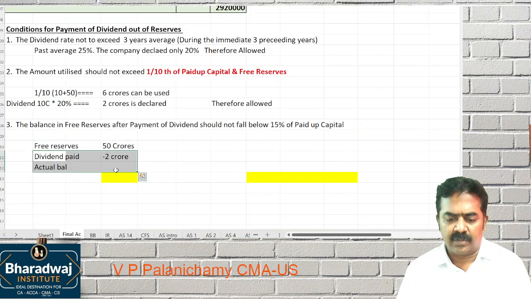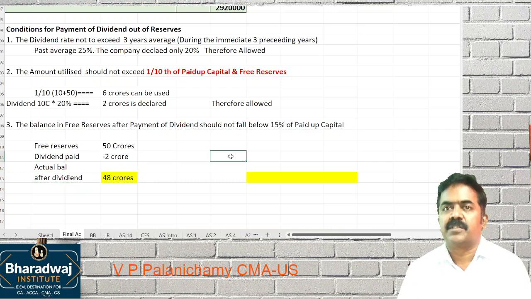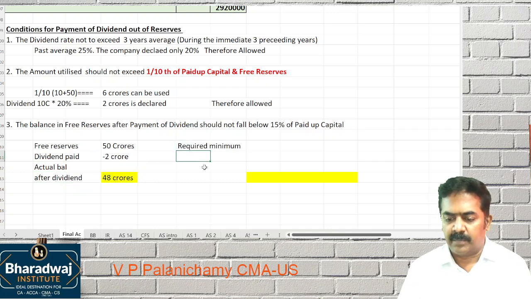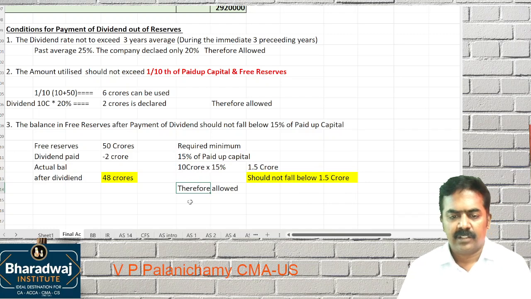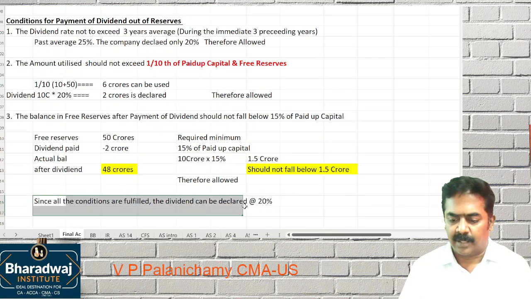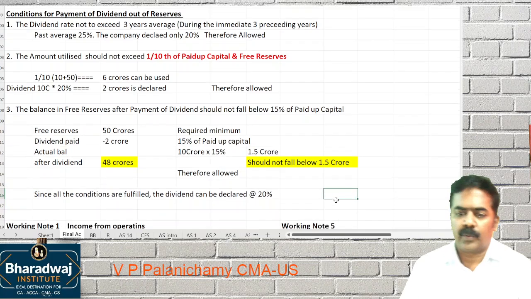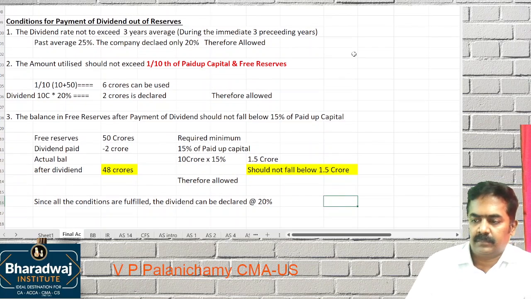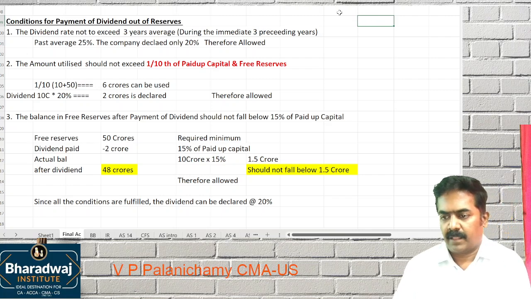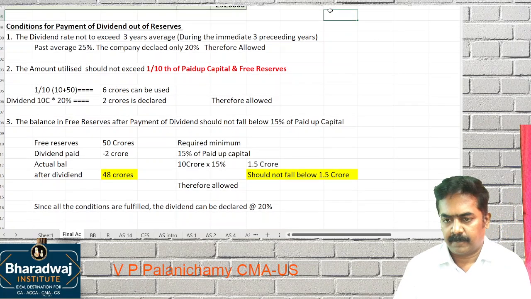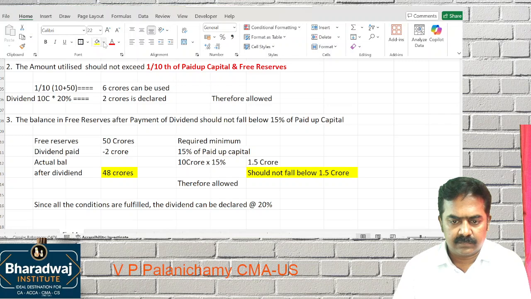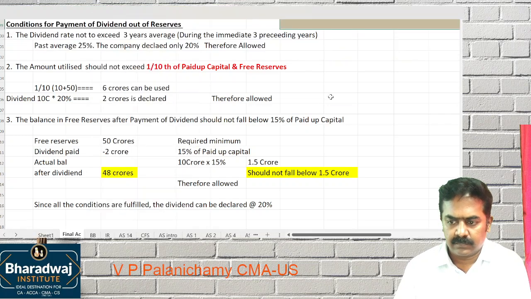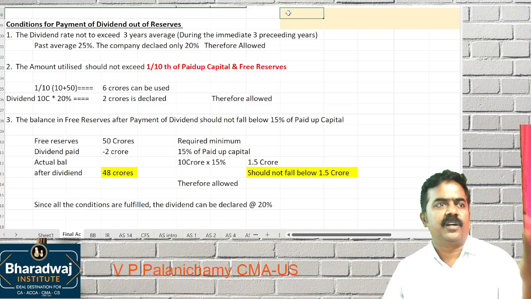Free reserves, dividend paid 2 crore. Now the actual balance after dividend is 48 crore. The required minimum is paid up capital into 15%, 1.5 crore. It should not fall below 1.5 crore. Therefore, it is also within the limit. So all the three conditions are satisfied. The company can declare a dividend of how much percentage? 20%. There is a current year loss only, that's why we are declaring out of past year profit.